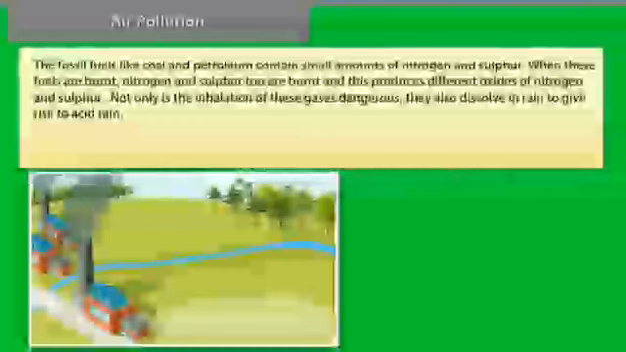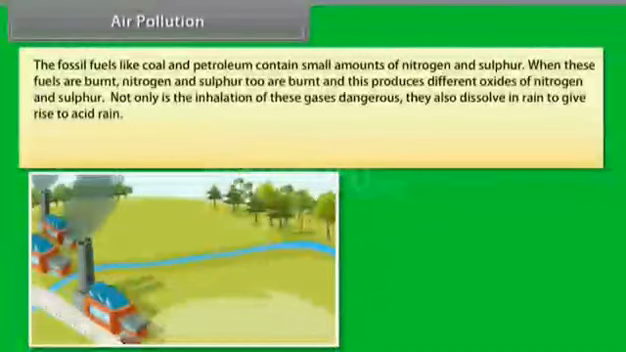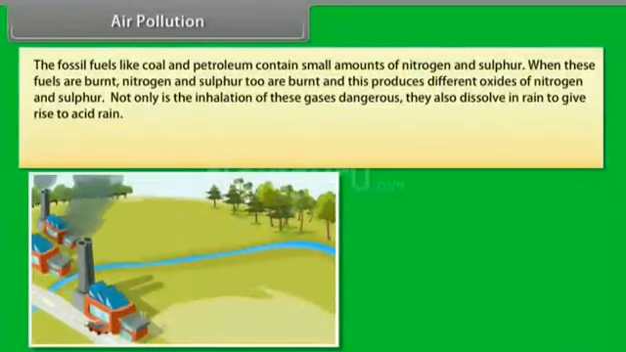Fossil fuels like coal and petroleum contain small amounts of nitrogen and sulfur. When these fuels are burnt, nitrogen and sulfur too are burnt, and this produces different oxides of nitrogen and sulfur. Not only is the inhalation of these gases dangerous, they also dissolve in rain to give rise to acid rain.